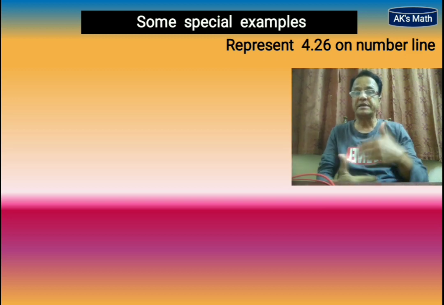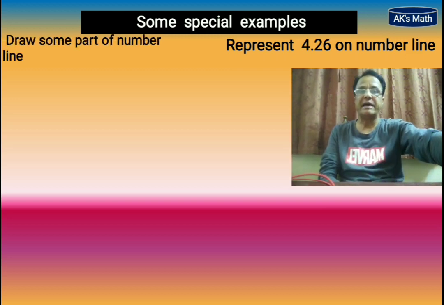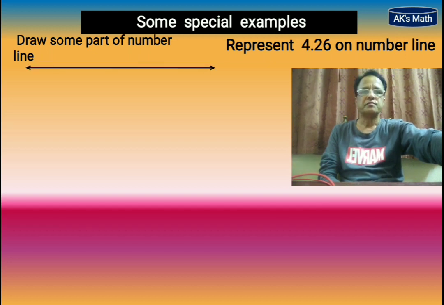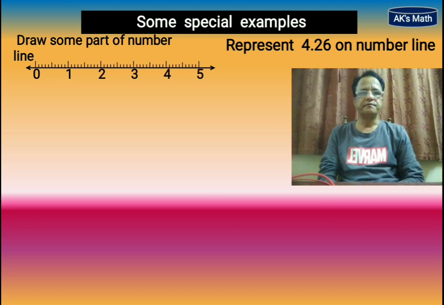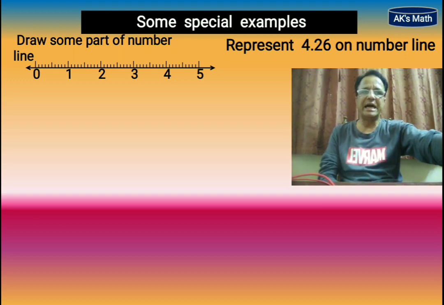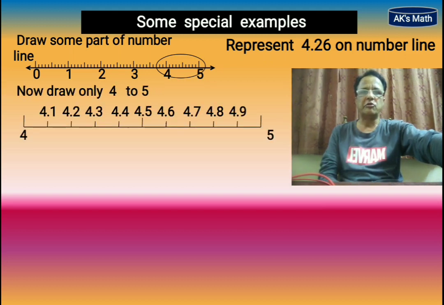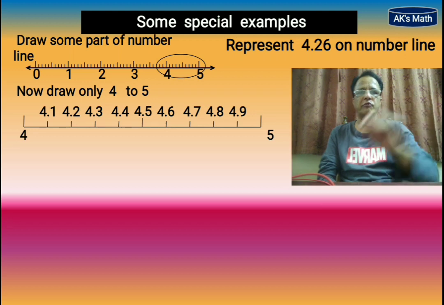So how to represent a recurring number now? Look at it one by one. Draw some part of the number line at first, up to 5. Now look at this one, 4.26. 4.26 will lie between 4 and 5. So zoom that part now, 4 and 5. Draw only 4 to 5.